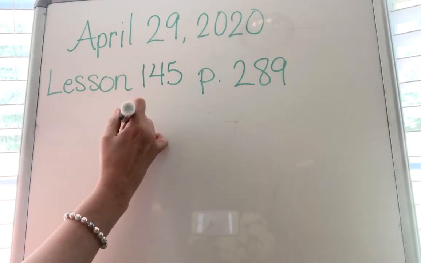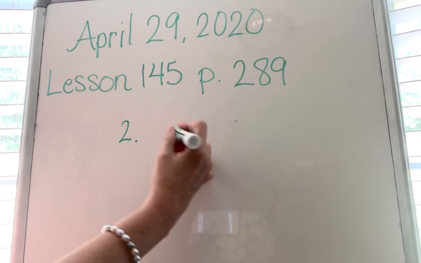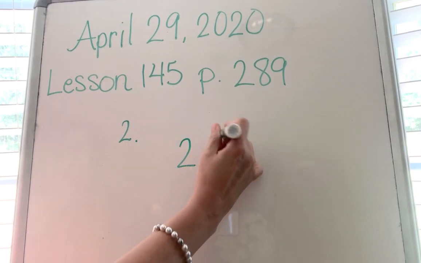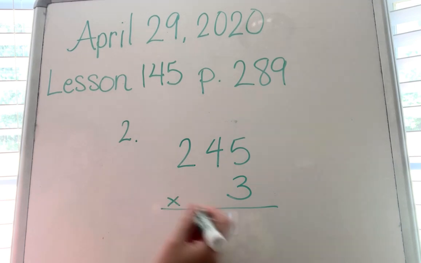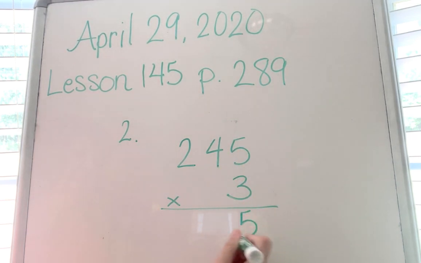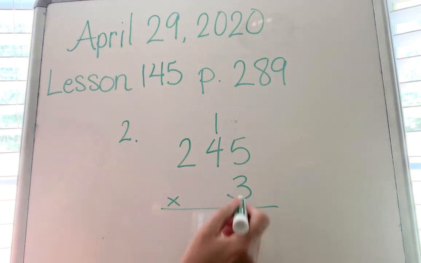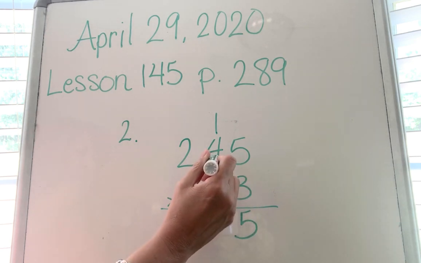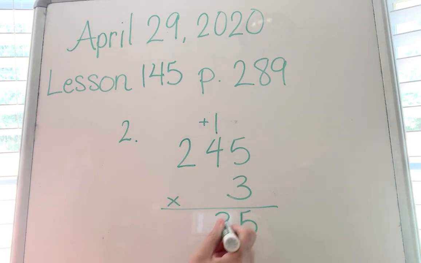We're going to go through all of these on this page just to give you a reassurance and give you practice, okay? 245 times 3. Okay, starting in the ones place, 3 times 5 is 15. Okay, the 5 goes there. We're going to carry that 1 to the tens place. Let's multiply first. 3 times 4 equals 12 plus 1. Okay, 12 plus 1 is 13.